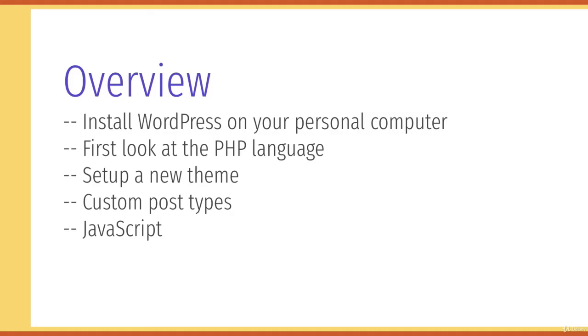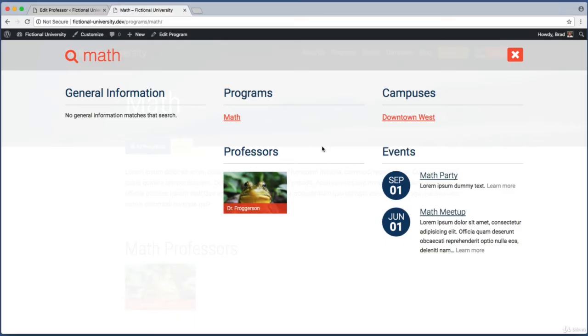Okay, then in the next section of the course, we will learn about user roles and permissions. So if you want to have multiple people help maintain the website, you do not need to give everyone administrator access. For example, if you wanted to invite a friend or a coworker, and the only thing you wanted them to be able to do is manage the event post type, you could set that up.